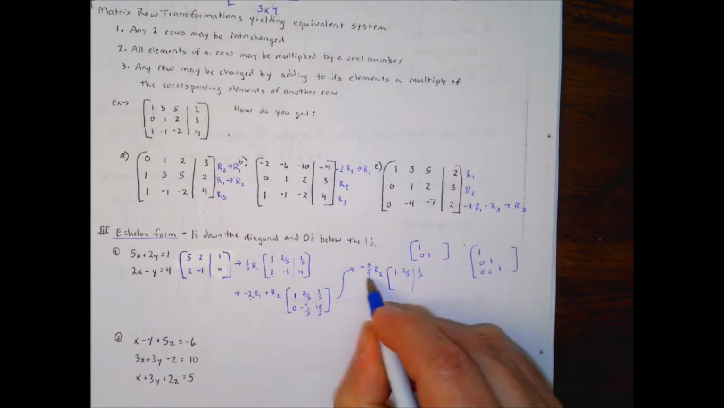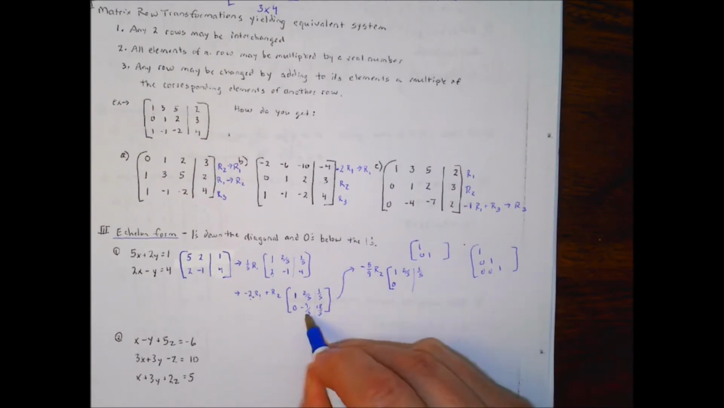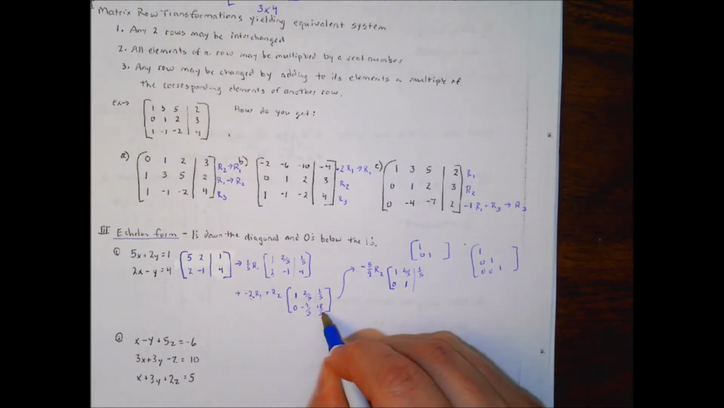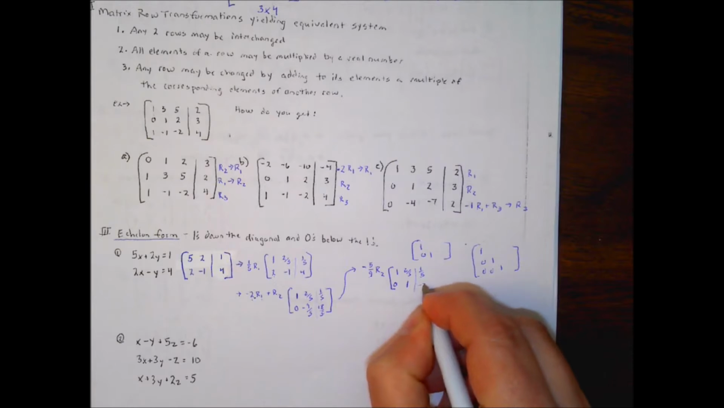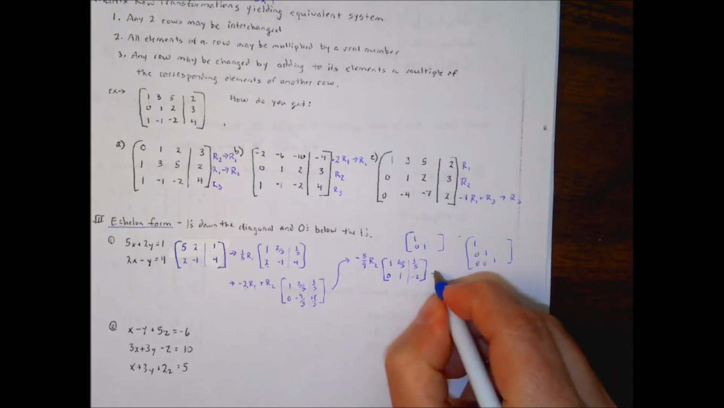Okay, so this times 0 is still 0. And this times this will make a 1. And that times 18 fifths makes negative 2. Okay? So basically, if we change this back into our system of equations, right?